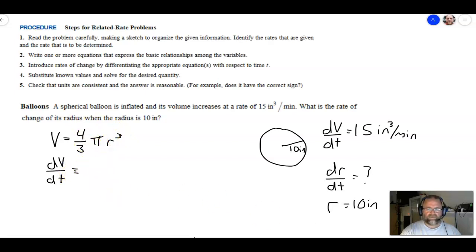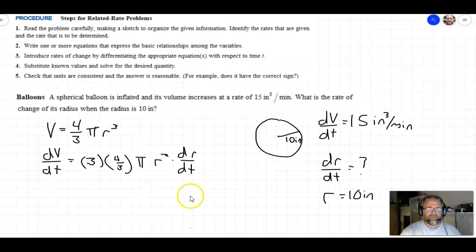So I'm going to get 3 times 4/3 times pi times r squared, just reducing the power of r by 1. And since I just took the derivative of a variable that is not t, I have to also multiply by dr over dt, and that happens to be what I'm solving for.